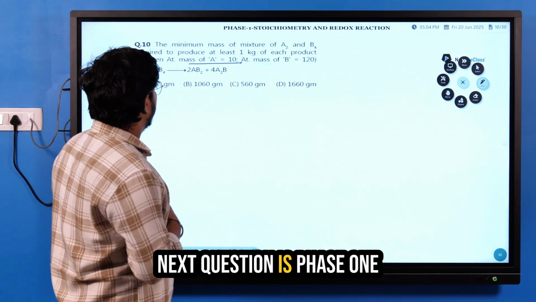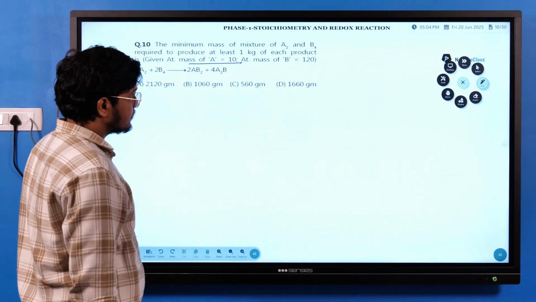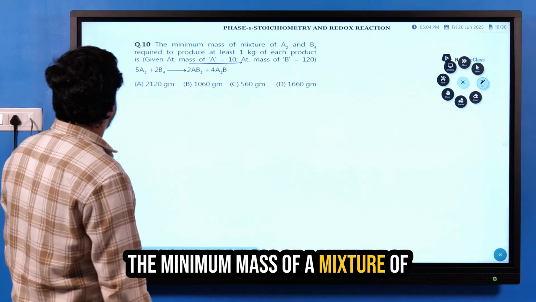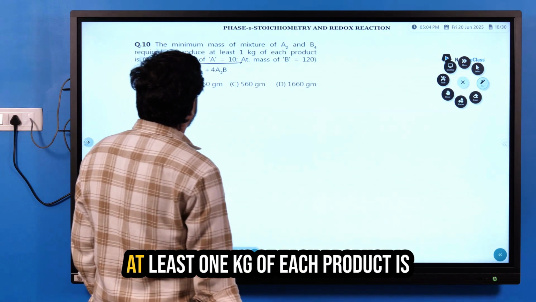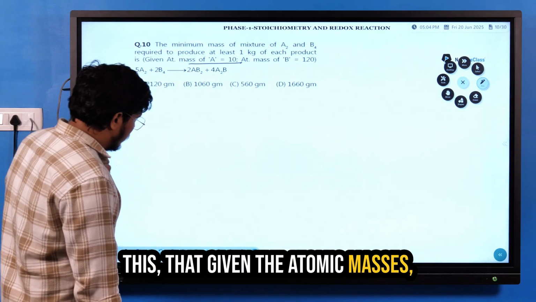Next question is space 1. Stoichiometry and redox reaction. Question number 10. The minimum mass of a mixture of A2 and B4 required to produce at least 1 kg of each product is this. They have given the atomic masses.